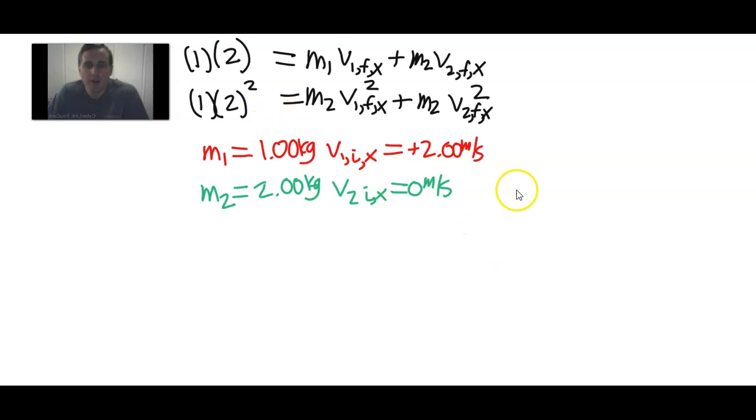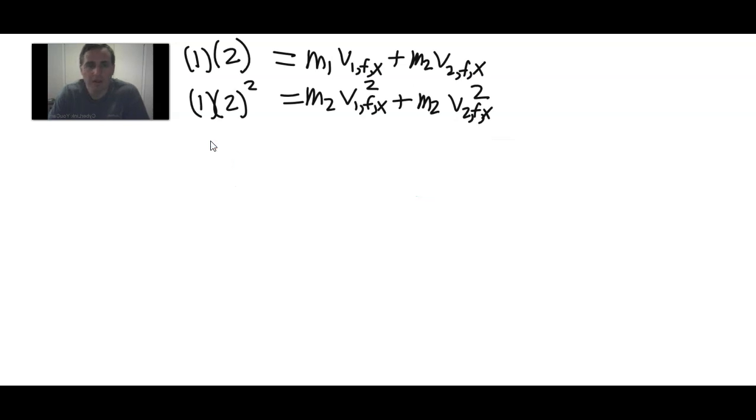So let me go ahead and eliminate these knowns. Okay. So let's just rewrite on the right-hand side what these come out to. So 1 times 2 will be 2. And then 1 times 2 squared will be 4. Okay? And then we should also insert for mass 1 and mass 2.